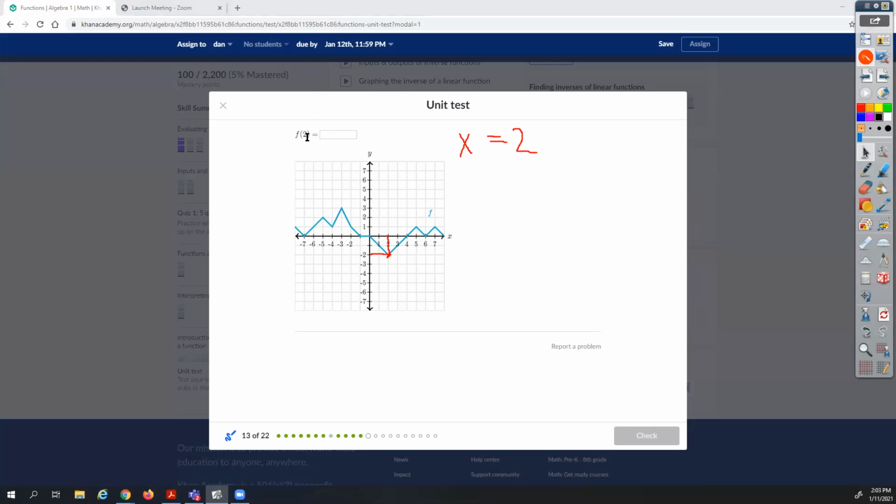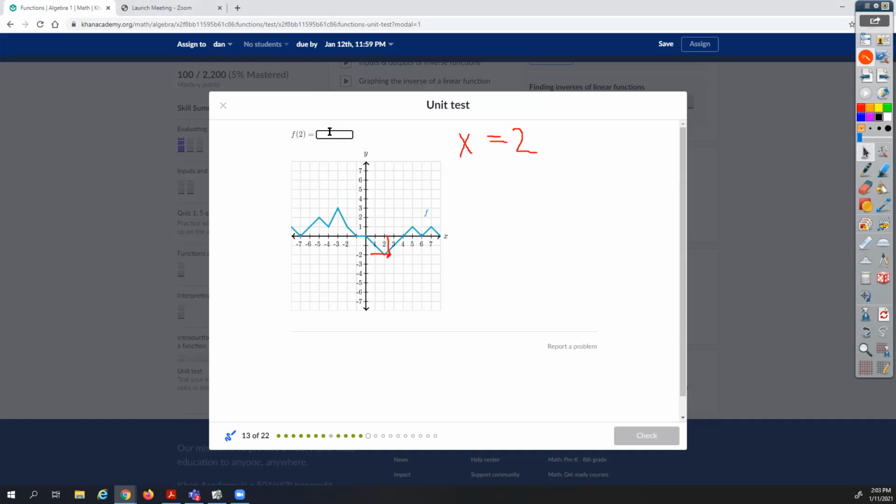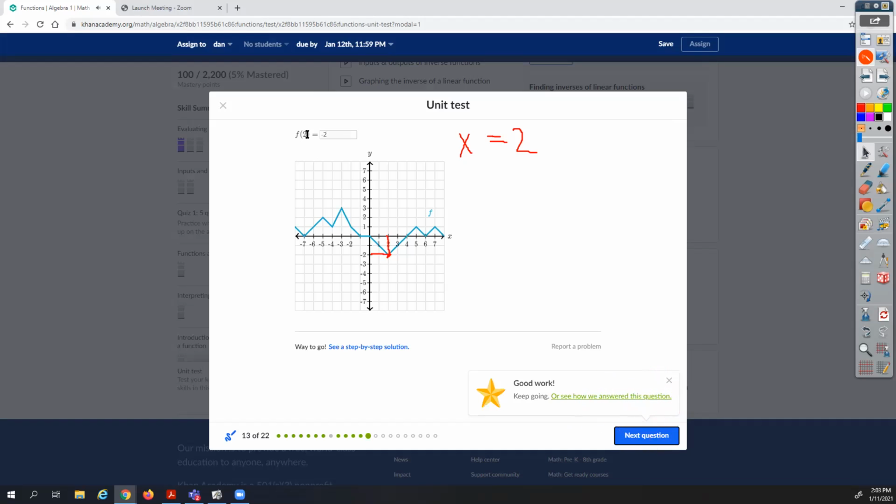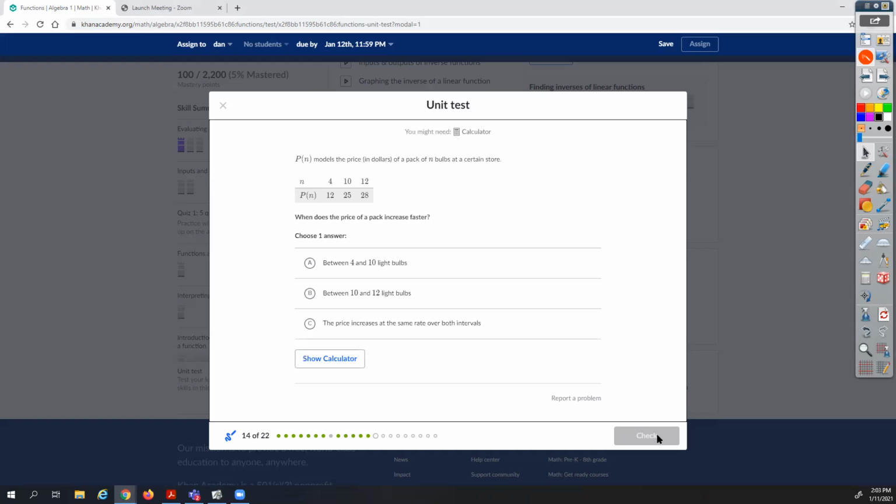So remember, when you see this right here, f of 2 means when x is equal to 2. So you go where x is equal to 2 and figure out where the answer is. This is going to be negative 2. So it's the y. That's what I said. No, I said, what does 2 mean inside here? Oh, I thought you said what is f? I'm sorry, I misunderstood. All right, that's good. Let's look at the next one.